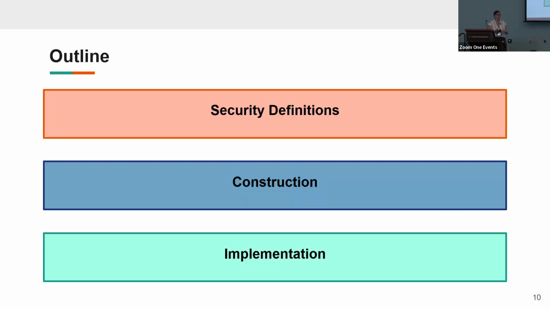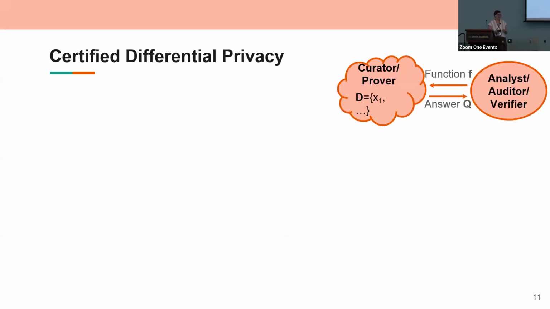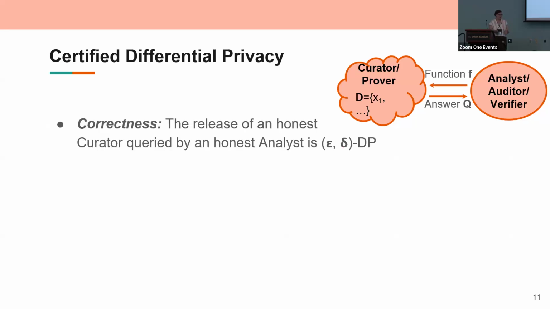So in the rest of the talk, I'll go through the security definitions that we use in our paper, as well as one of our constructions and our example implementation. So first, to further clarify what is meant by certified differential privacy, again, we have these two parties, the curator, who will now also become a prover, and an analyst, who will now also become an auditor or a verifier. We're going to have three properties that we want.